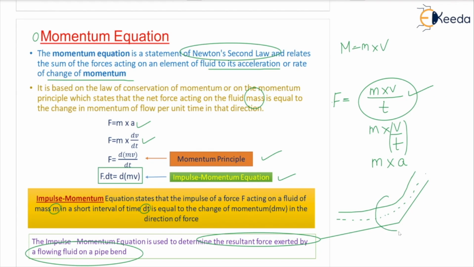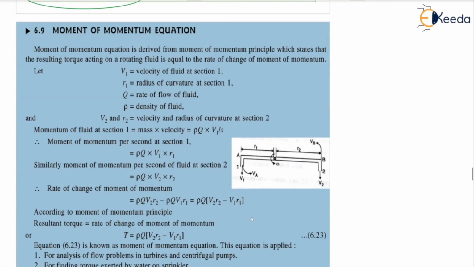You have to find the forces acting on the pipe bend. For this we use the impulse momentum equation, which determines the resultant force by finding the force components in the x direction and y direction. Whatever force is exerted by the fluid on the pipe bend can be found out by resolving the components in the x and y direction. Let's go to the next slide for the moment of momentum equation.